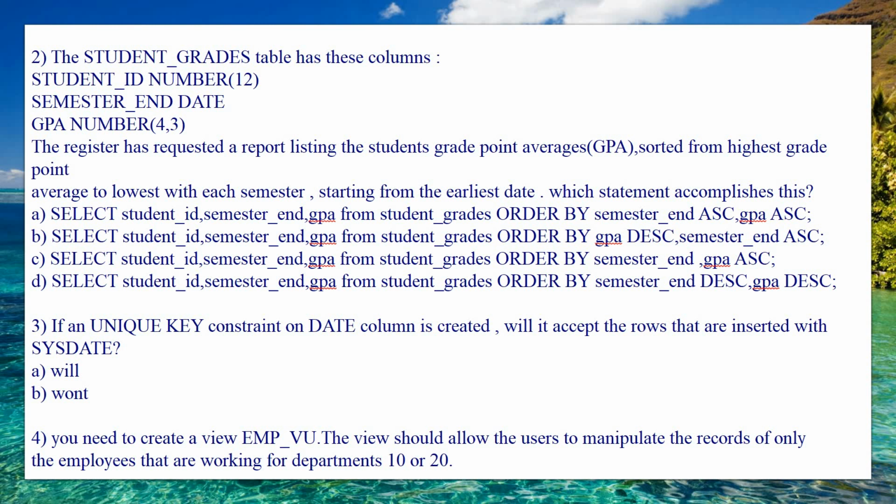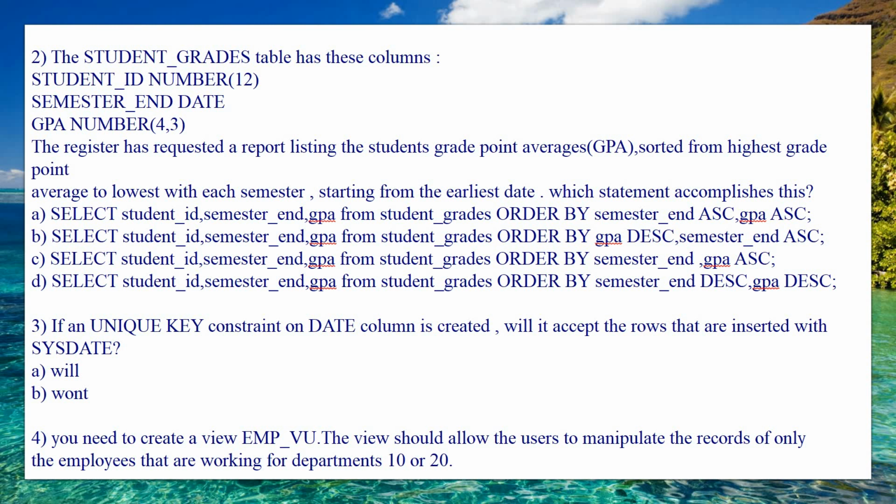which statement accomplishes this? So in simple terms, you need to write a query to display the student ID, then the GPA and the end of the semester, from the table student_grades, in which you need to display the highest GPA. If you need the highest, it should be displayed in descending order. And next is starting with the earliest date, and then the lowest semester. The lowest semester should be displayed in ascending order. If you display in ascending order, it will display the smaller one first.